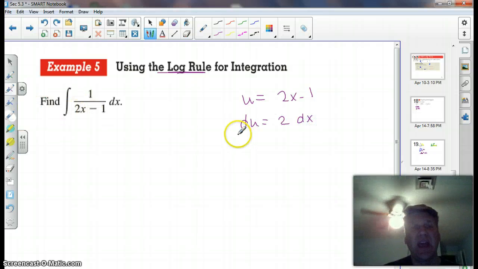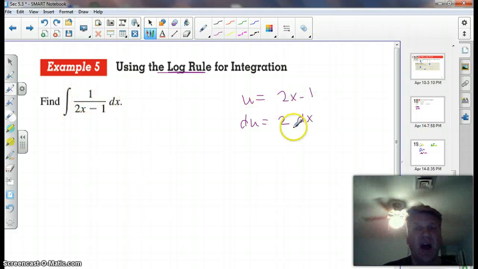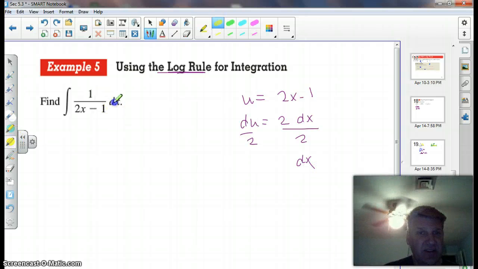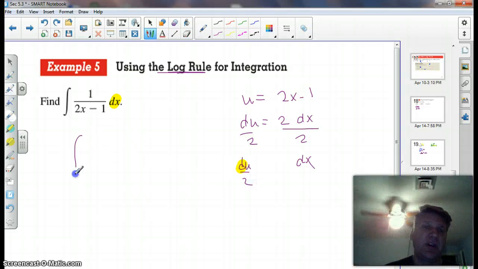So we're going to have to create, well, I do have a 2, but this is part of my u substitution. I don't have another 2 in the numerator, so I'll solve for dx by dividing by 2. So I'll replace dx right here. This yellow dx gets replaced with du divided by 2. And I think you've seen this before. You're getting more and more comfortable with this.